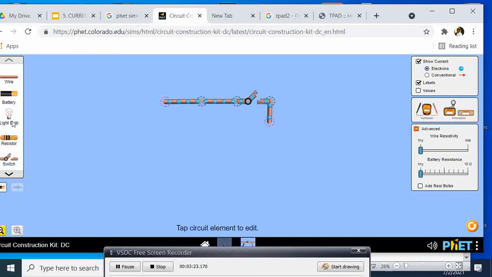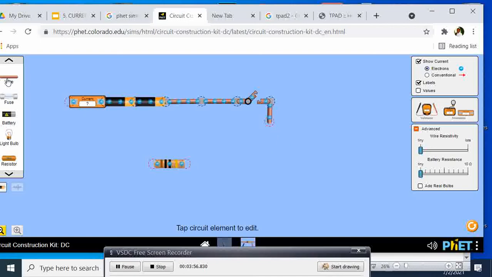Now I want to connect the cell. The first cell, the second cell. I want to use two cells. Then I connect the fixed resistor. After the fixed resistor, we need a variable resistor. Let me connect the ammeter at this position.